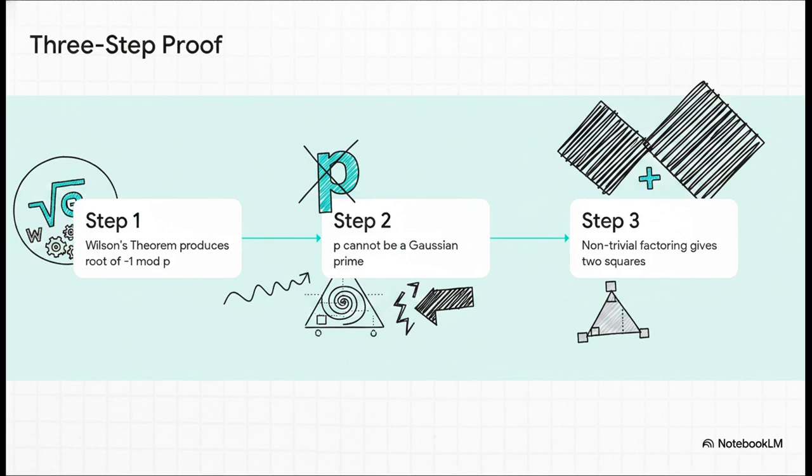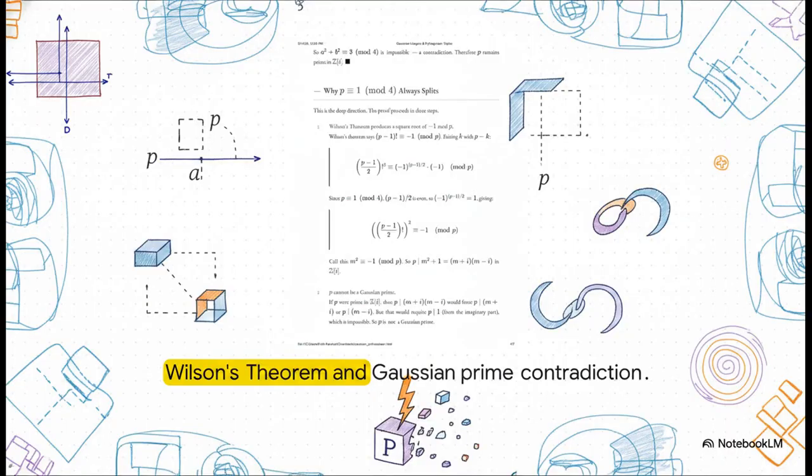Step 1, we use a concept called Wilson's theorem to produce a square root of -1 modulo p. Step 2, that mathematical consequence creates a situation where our original prime, p, can no longer be a Gaussian prime. And step 3, since it's no longer a Gaussian prime, it must factor non-trivially, neatly giving us a sum of 2 squares.